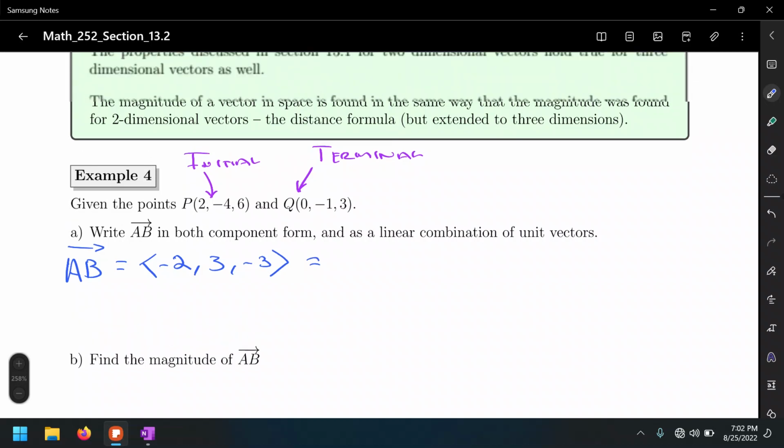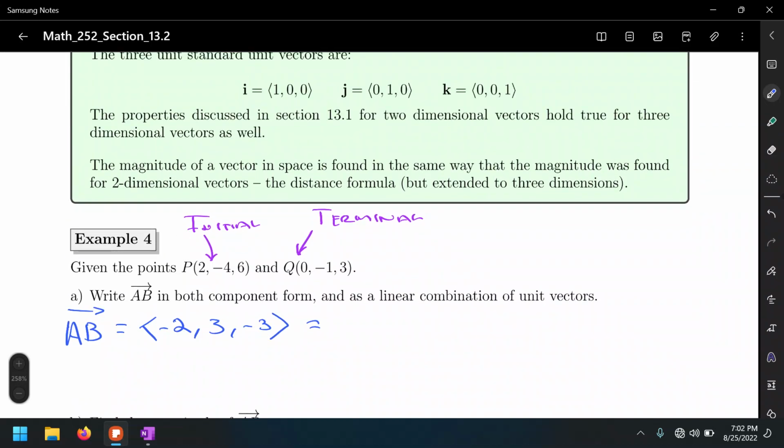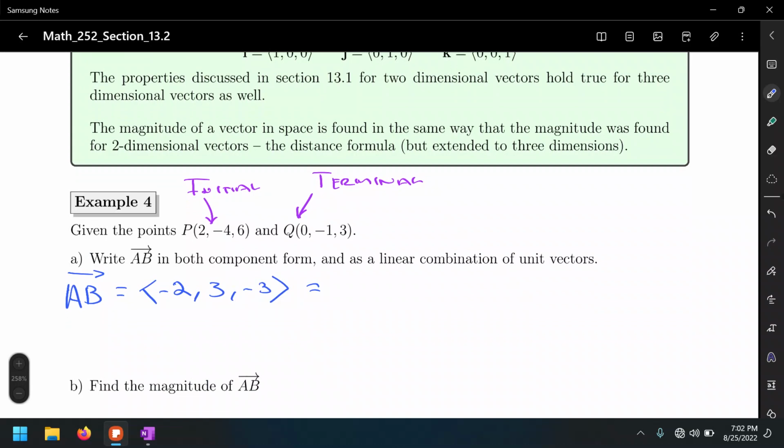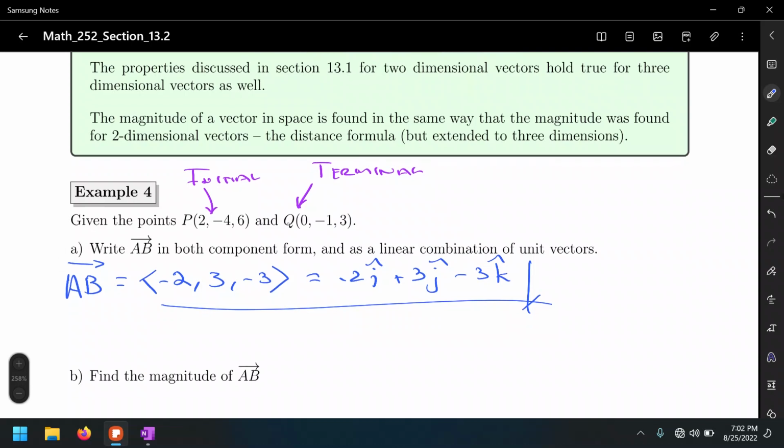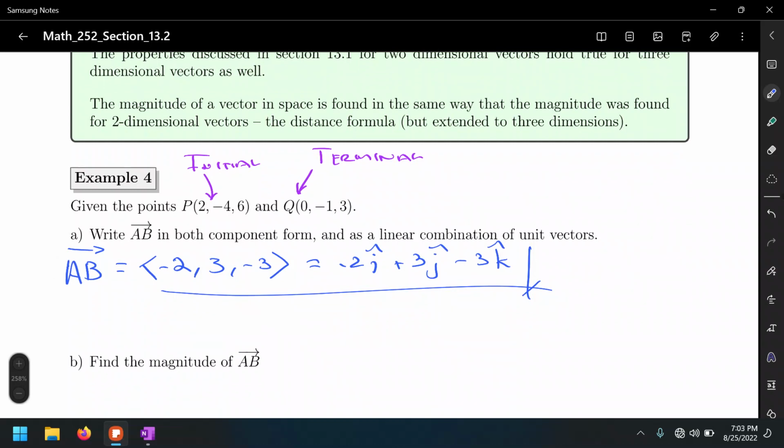And notice the notation. When we see these symbols typed, they are in bold case, but when we write them, it's -2i with a hat at the top, plus 3j, and so on, to denote that these are the special unit vectors. All right, and that's the answer. So same as the other vectors in 2 dimensions, only one more component.